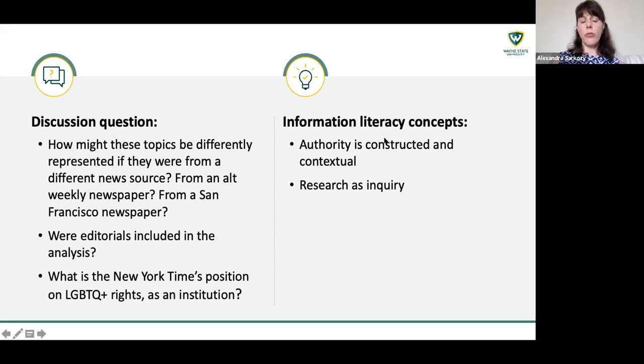And this really shows that authority is constructed and contextual. The New York Times is an authoritative source, it's considered the paper of record, and has been for many years, but its authority is constructed and contextual. It chose to pay attention to certain things about LGBTQ plus rights and not about others. And also research as inquiry. We're inquiring. We are doing research using this tool, and we're making inquiries about the tool and about the corpus.